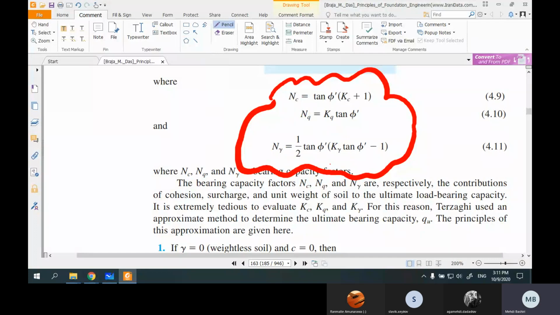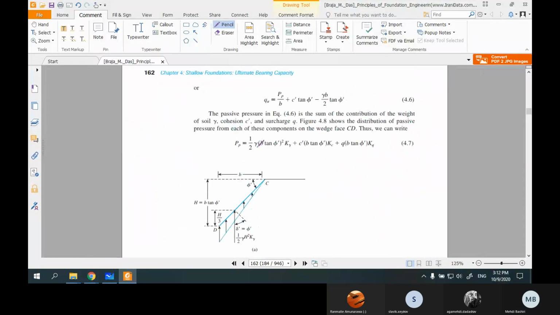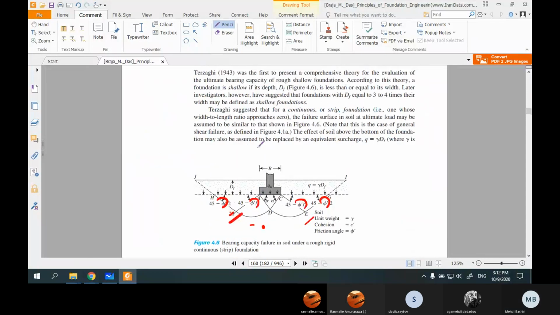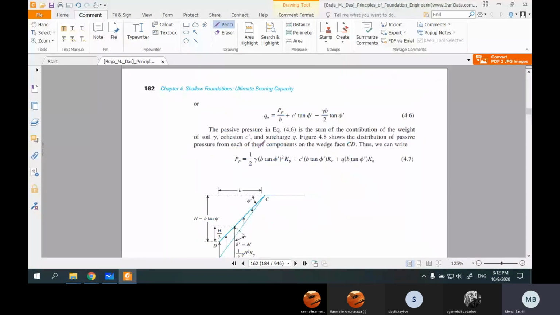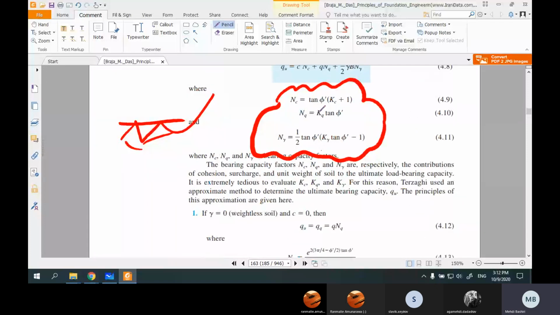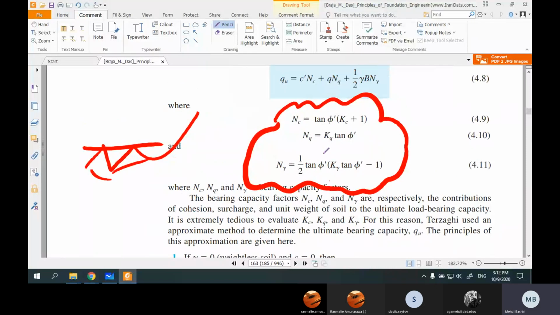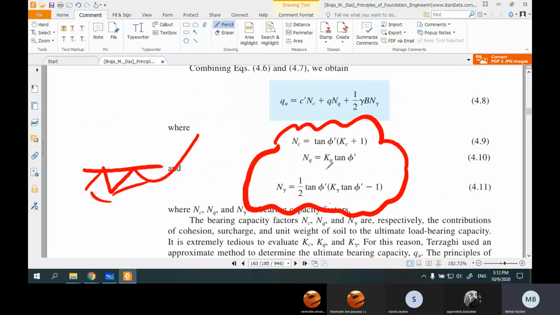As I said, researchers developed more accurate equations for finding the capacity of the soil. And the difference between all these methods is finding accurate NC, NQ, and N gamma to form accurate failure surfaces. For example, here you can see that these three equations are suggested for NC, NQ, and N gamma. Okay? For finding them, you need to know Kc, Kq, K gamma.